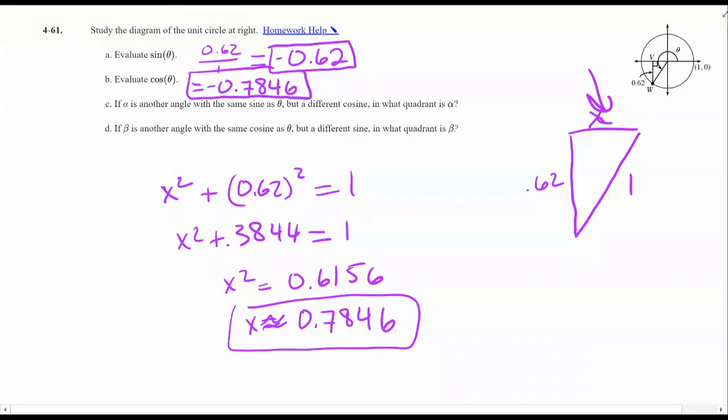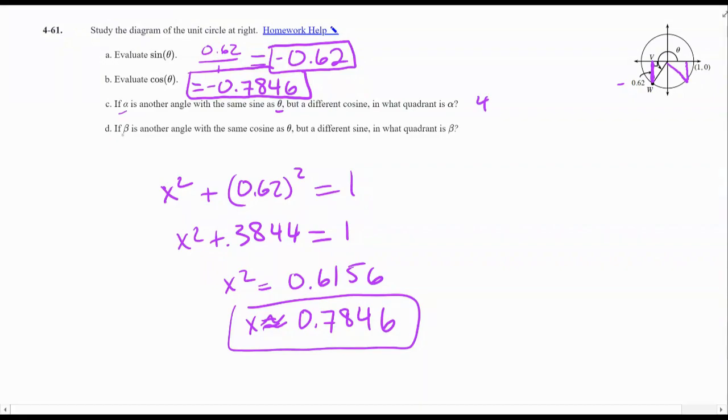All right, if alpha is another angle with the same sine, but a different cosine, in what quadrant is alpha? So it's saying same sine value. Sine value is the y. If it's the same one, which is going to be negative 0.62, well, then it has to be here because it has to be negative. So when I'm dealing with this one here, it has to be in quadrant 4.